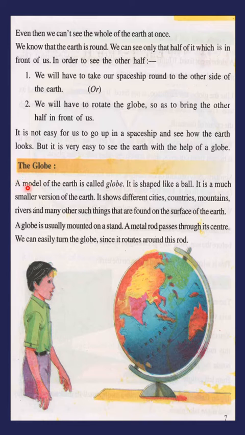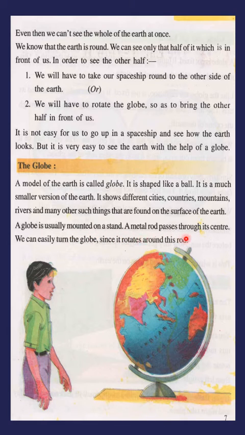The globe. A model of the Earth is called a globe. It is shaped like a ball. It is a much smaller version of the Earth. It shows different cities, countries, mountains, rivers, and many other such things that are found on the surface of the Earth. A globe is usually mounted on a stand.